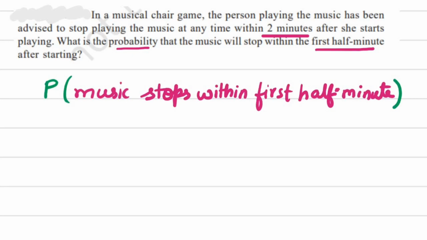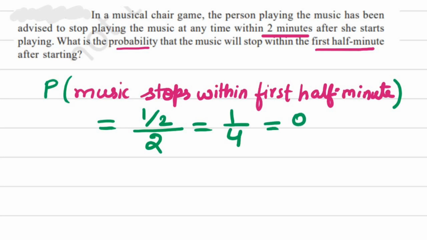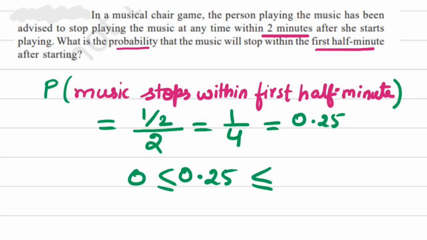The probability that the music stops within the first half minute after start is half a minute over the total duration for which the music has to play, that is 2 minutes. So it is 1 upon 4, which is 0.25. And the probability of happening of this event is also lying between the impossible and sure case.